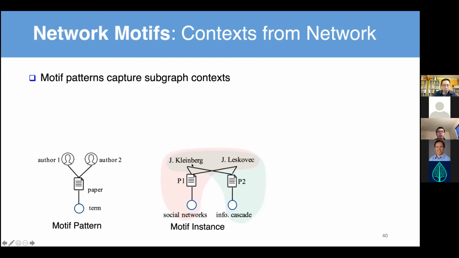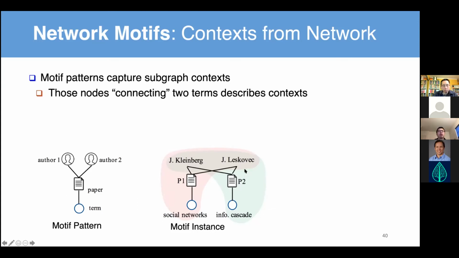Like Jon Kleinberg and Jure Leskovec, these two are big names in data mining. And they have written two papers. One mentioned social network, one mentioned information cascade. These two terms are connected by these two open-ended nodes here. Then we can say that these two terms could be similar, right? They share some context for the author pair, Jon Kleinberg and Jure Leskovec. So this is the way we define the context.